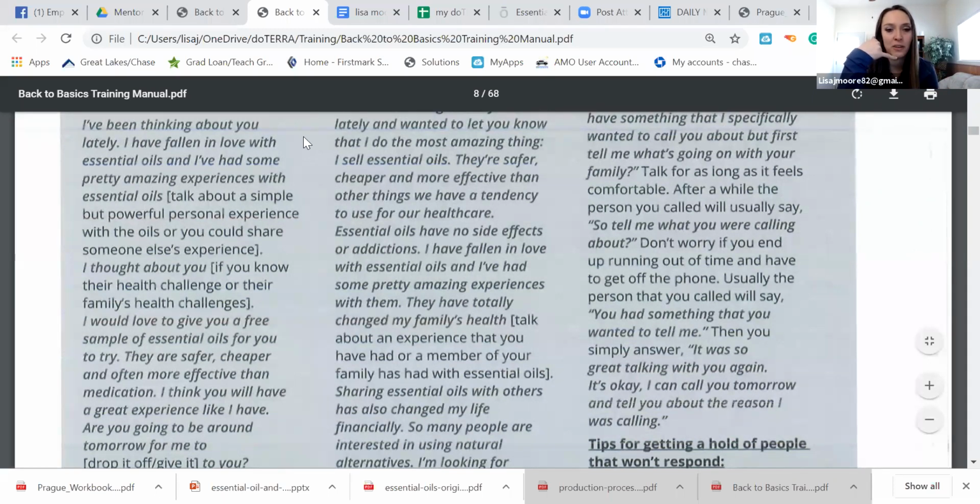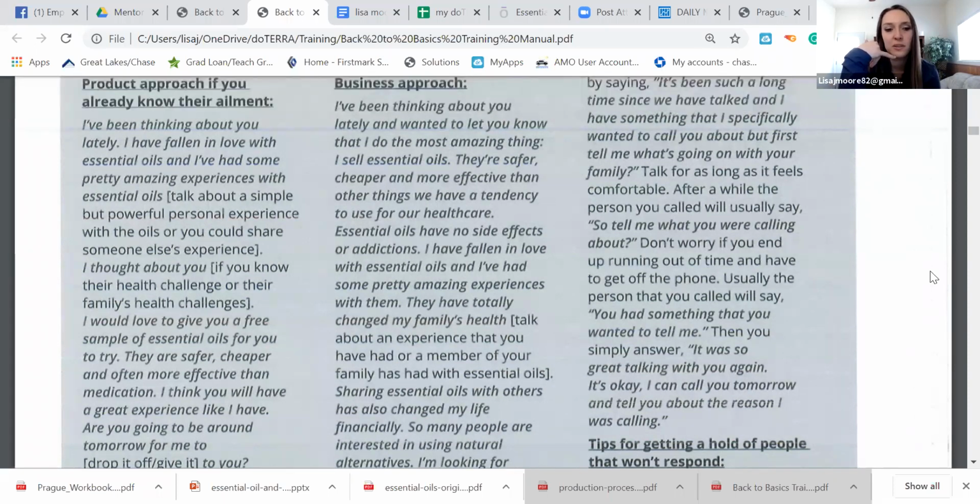And I thought about you, with all the outdoor stuff that you do and volleyball and all of that. I'm sure scrapes and things happen, and the lavender is really great for that. I would love to give you a free sample of essential oils to try. They're often safer, cheaper, and often more effective than medications. I think you'll have a great experience. Would you like to try it?